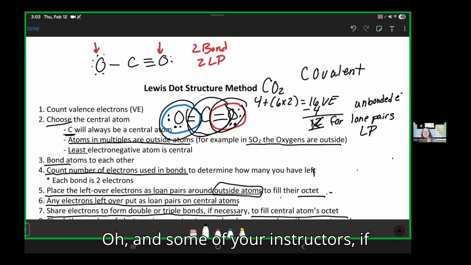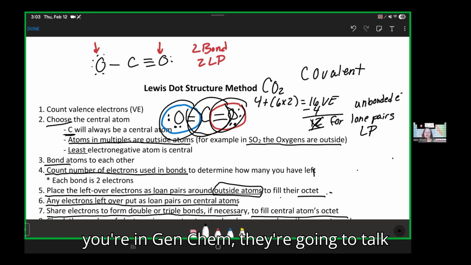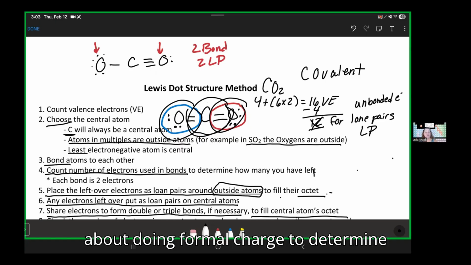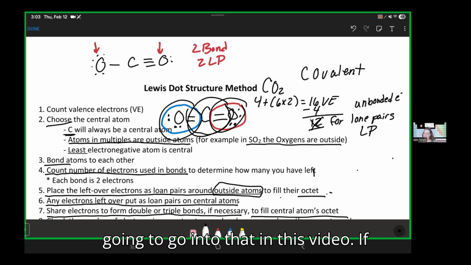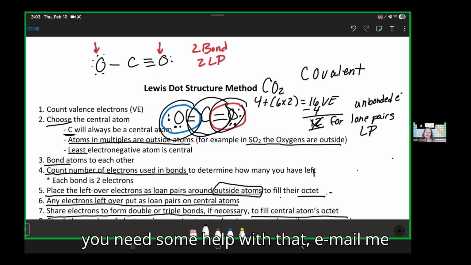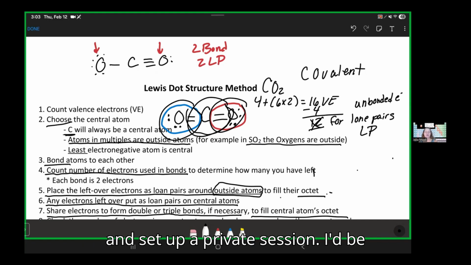Some of your instructors, if you're in Gen Chem, are going to talk about doing formal charge to determine which structure is correct. I'm not going to go into that in this video. If you need some help with that, email me and set up a private session. I'd be happy to help you with that.